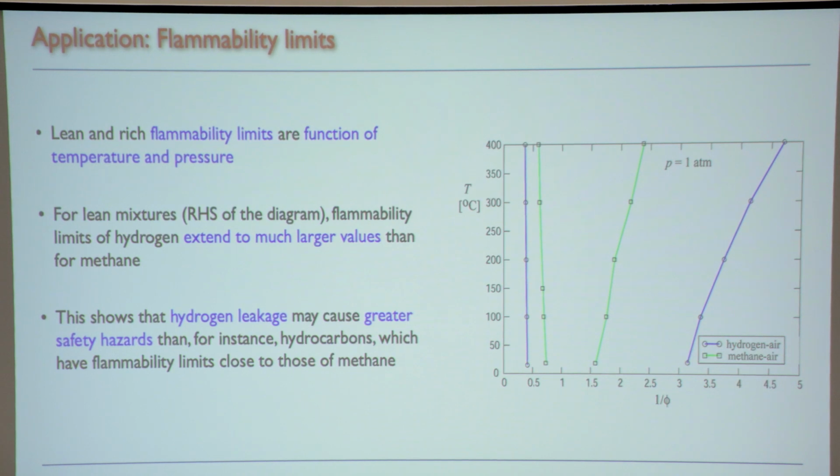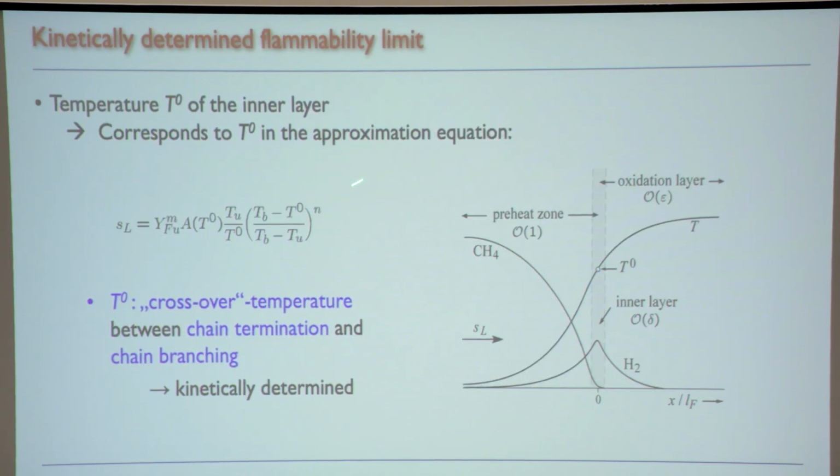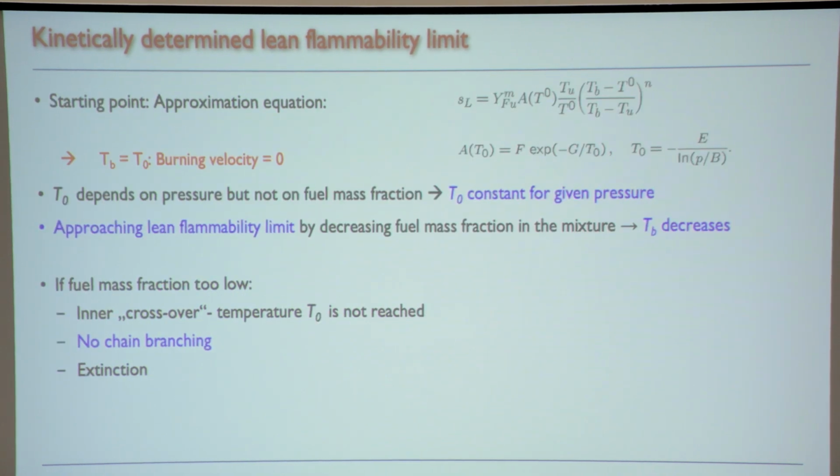And then the question is, can we predict this? We said earlier, somehow the result from the asymptotic analysis looked like this, and we said one limit should be reached when the burn temperature reaches the inner layer temperature, okay? So that's what we use. That's a kinetically determined flammability limit, and that's what we want to use to estimate what the flammability limit is.